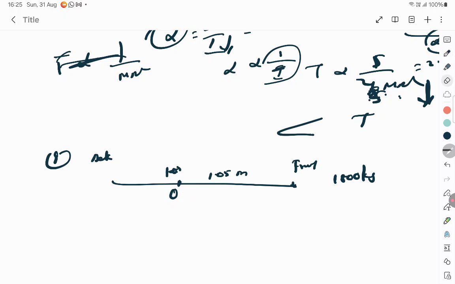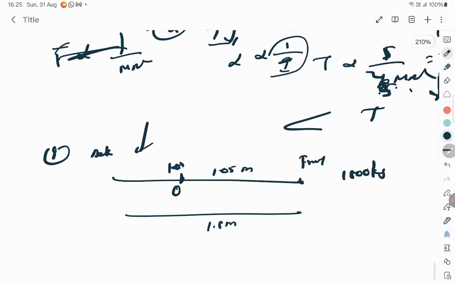The whole distance is 1.8 meter, which shows that most of the mass is situated at the back. That's why the center of mass, or center of gravity, is shifted towards the back. In a symmetrical body, both of them will coincide.